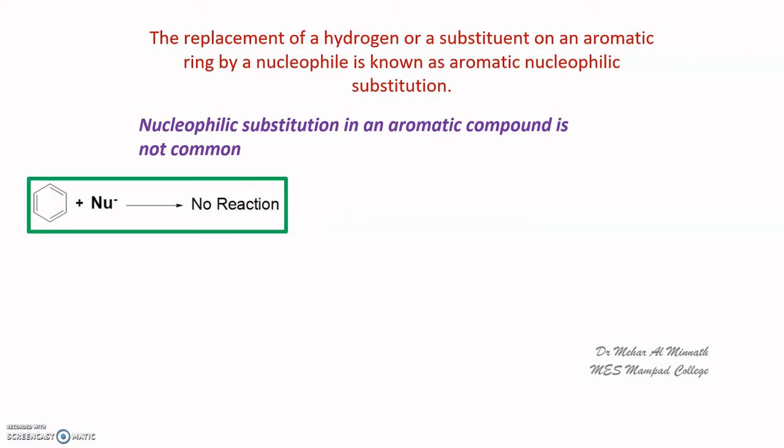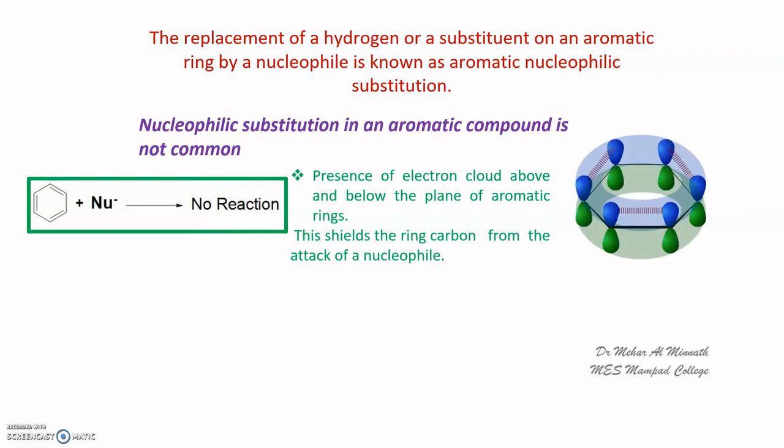The reason for this is the presence of the electron cloud above and below the aromatic ring. This electron cloud shields the ring from nucleophilic attack. The electron cloud is negatively charged and the incoming nucleophile is also negatively charged. So when the nucleophile tries to approach the aromatic ring, there will be repulsion.